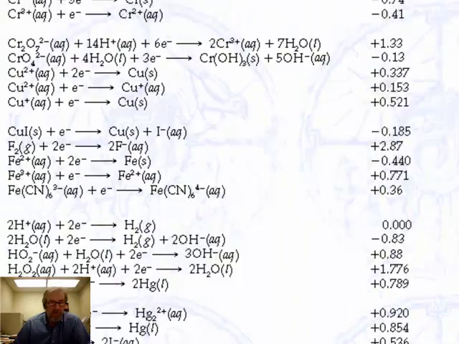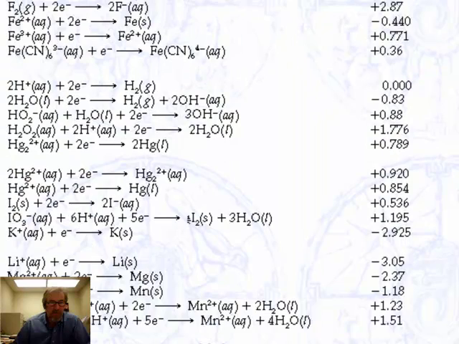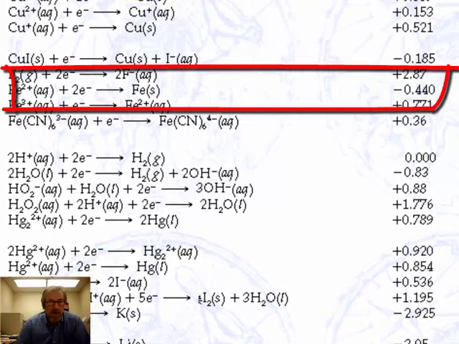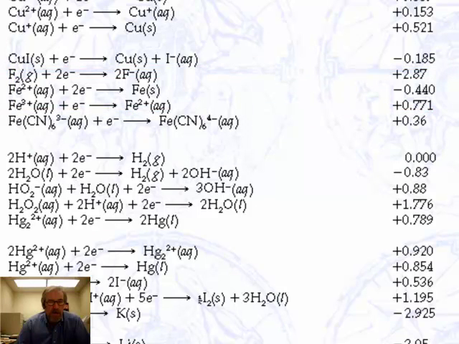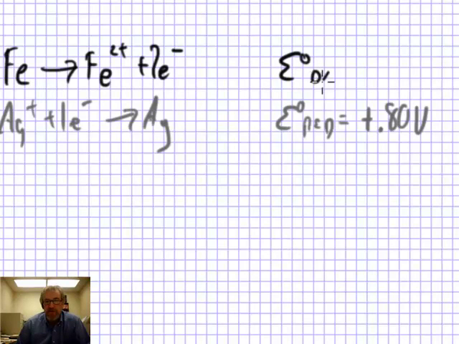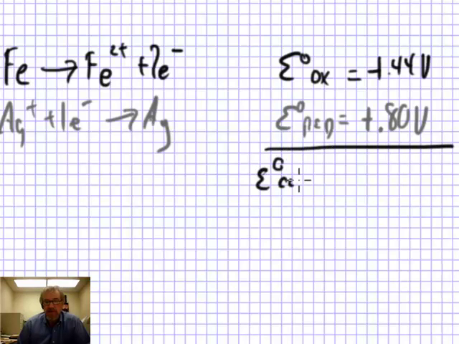Let's go back and look for iron in that chart. Alphabetically, that should come right here. Now this is an oxidation, so we're going to look at the reverse of the reduction of Fe2+ to Fe. The reduction is negative 0.44 volts, and so the oxidation would be positive 0.44 volts. So E naught oxidation is positive 0.44 volts. When we sum this up, we find our cell potential. E cell is a positive 1.21 volts. Since that's a positive number, that means this reaction is spontaneous, so it will actually occur.